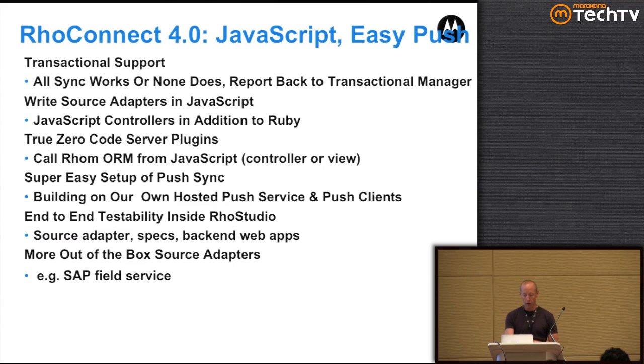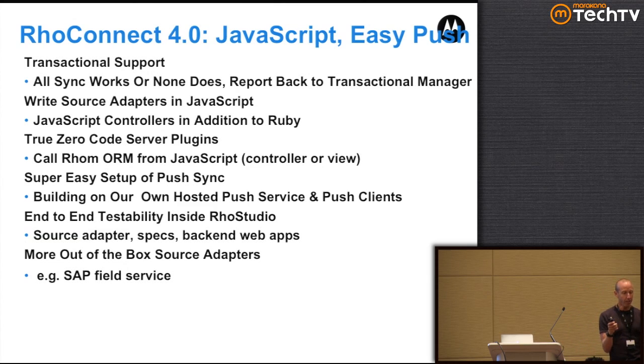So RhoConnect 4.0, more of a longer term, and that's somewhere within the next 9 months to a year or so. But some of the bigger things that we're doing are transactional support. Now, what does that mean? That means basically, say I have multiple sources that I'm syncing, and it's master detail things or associated objects, maybe products and incident reports on the products.